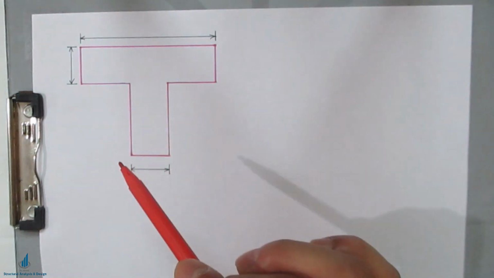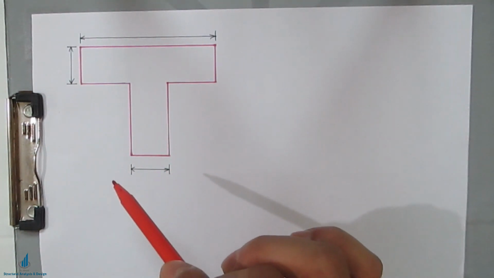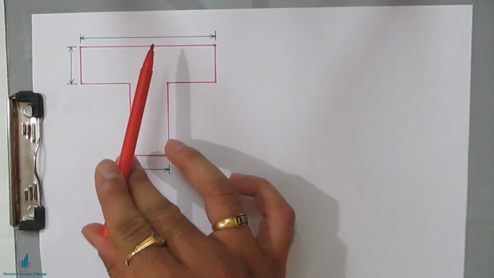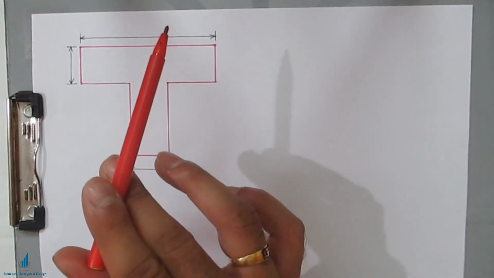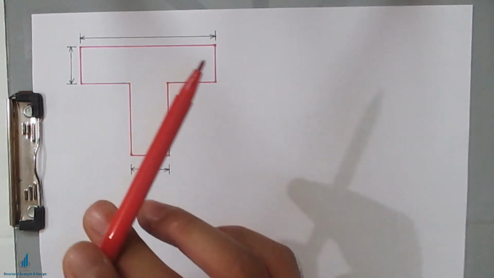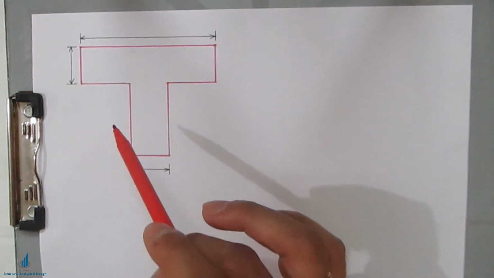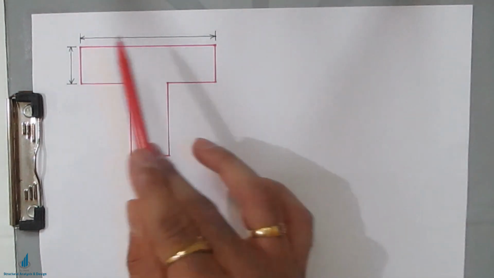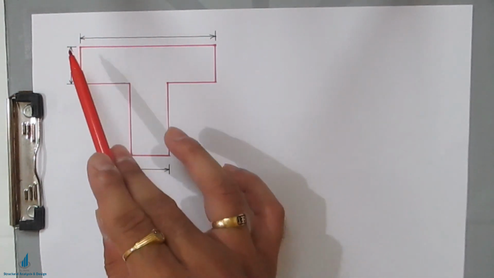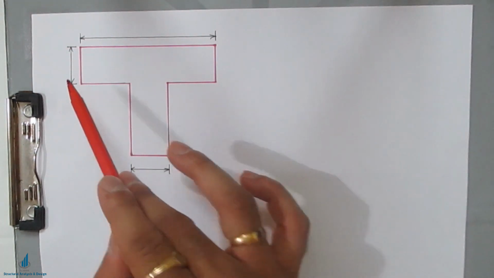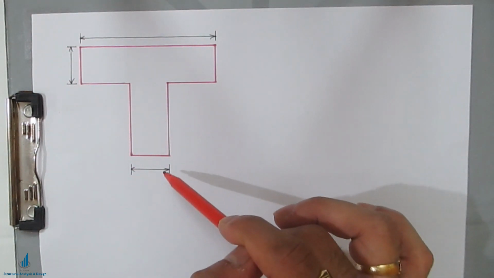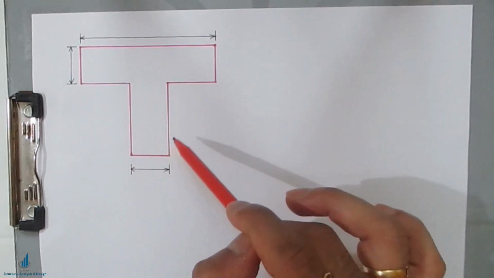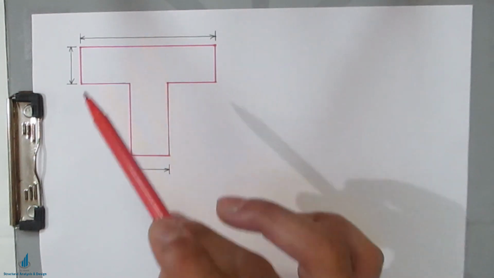So what are the parts of this T beam? The horizontal distance of this slab section is known as the width of flange. Remember, the T beam is also known as a flanged beam or flanged section. So this is the width of flange, then the depth of flange, and the width of web. This is known as the flange and this is known as the web.